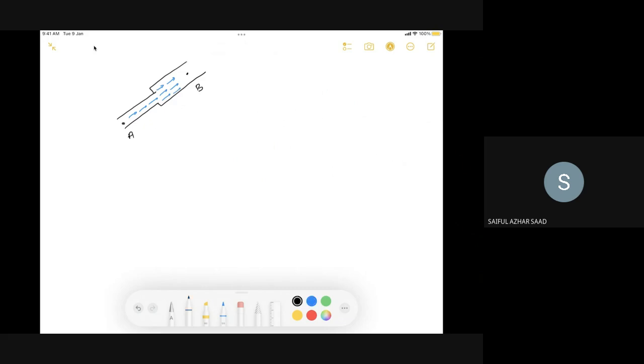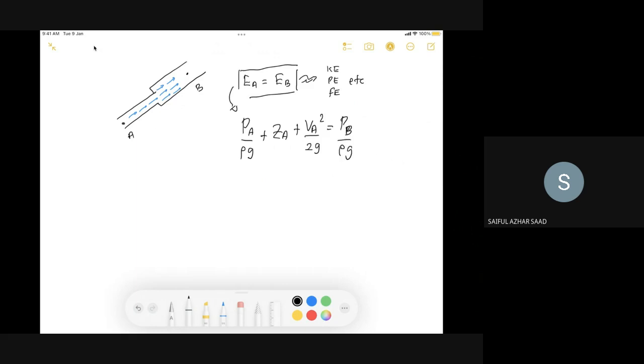As already covered during the discussion on experiment number 4, from the principle of conservation of energy, we can say that total energy at point A equals total energy at point B. But the energy can be kinetic, potential, pressure energy, etc. From this, we already derived the equation: pressure at A over rho g plus ZA plus VA squared over 2g equals PB over rho g plus ZB plus VB squared over 2g. And this is known as Bernoulli's equation.